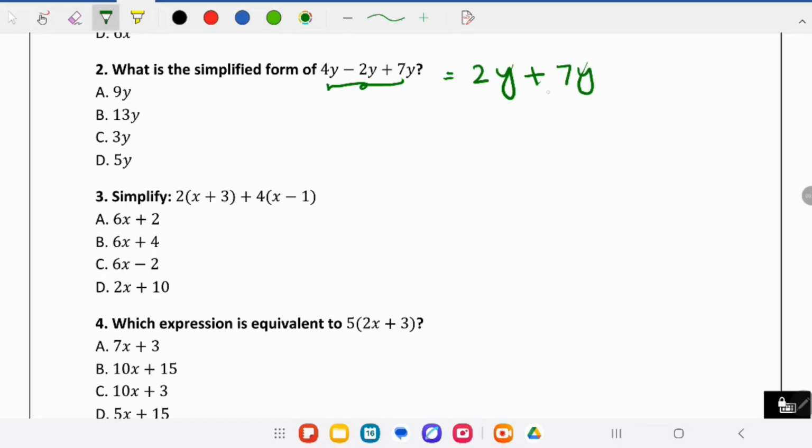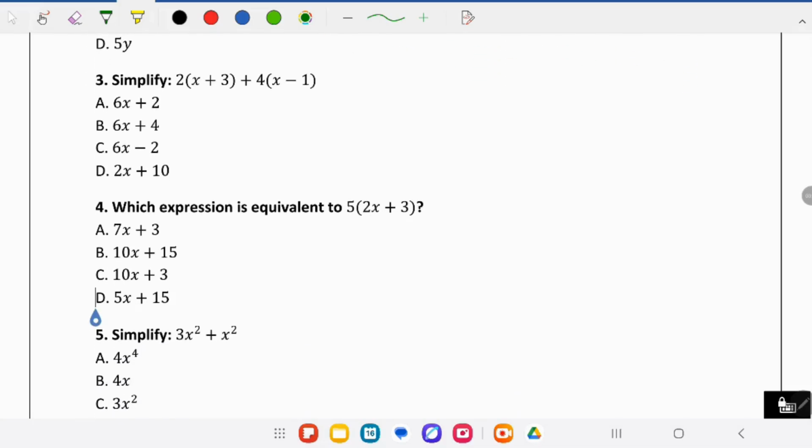These are like terms. I can add them again because 2 plus 7. I will add the coefficient, which is 9 of y. So this is my answer here, 9y. All other options are different, which is not the answer. So my answer is 9y.